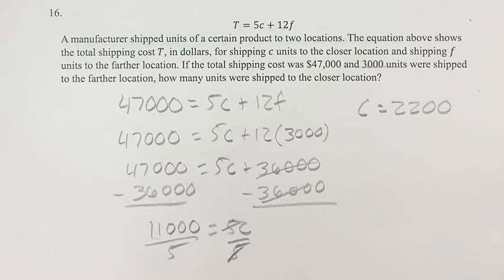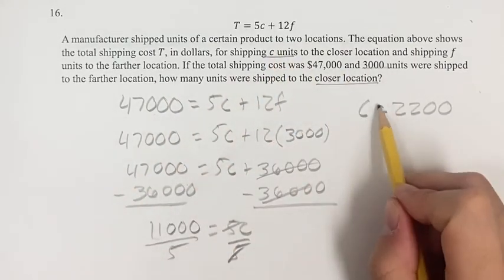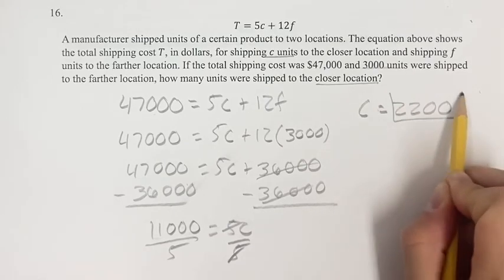So we are asked how many units were shipped to the closer location. That is represented by C, which we found is 2,200, so 2,200 is going to be your final answer.